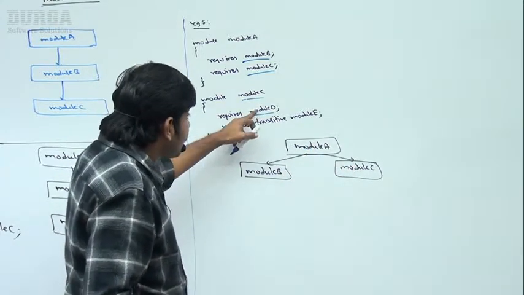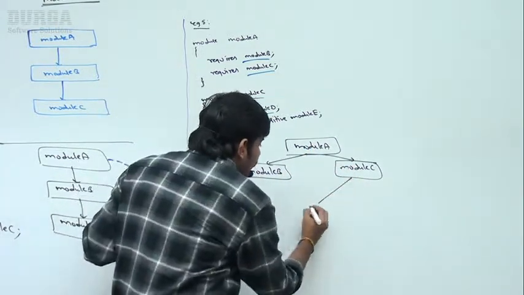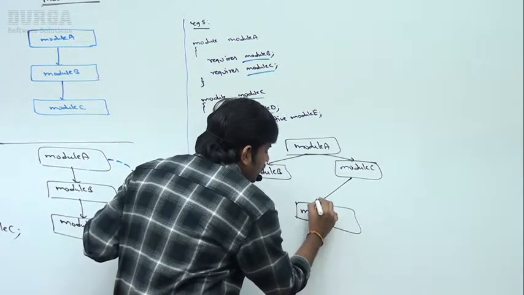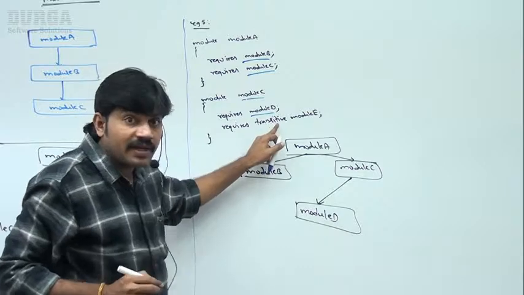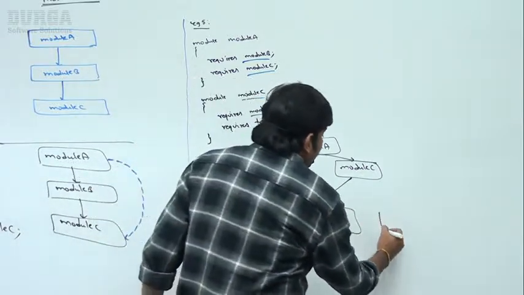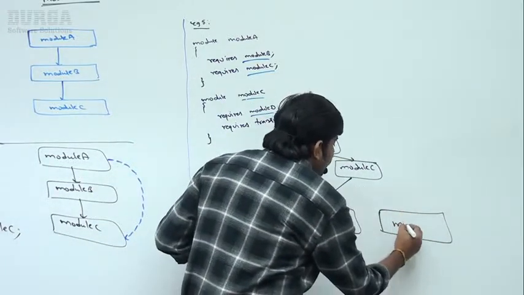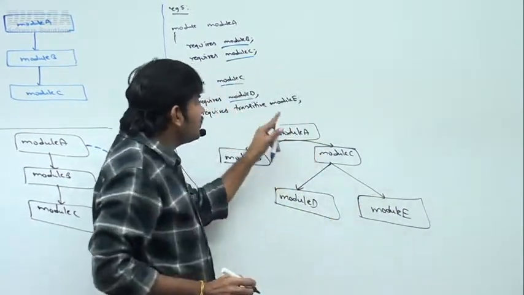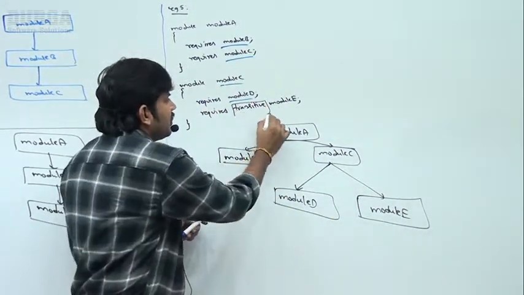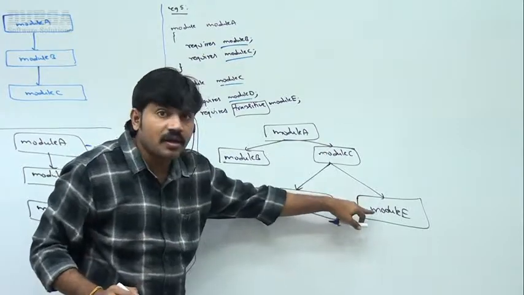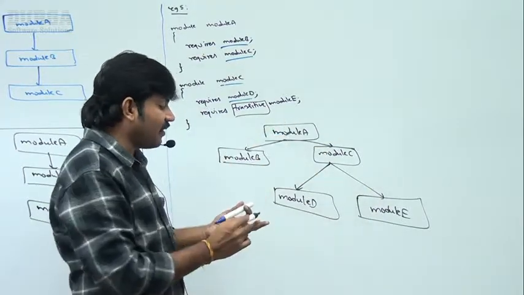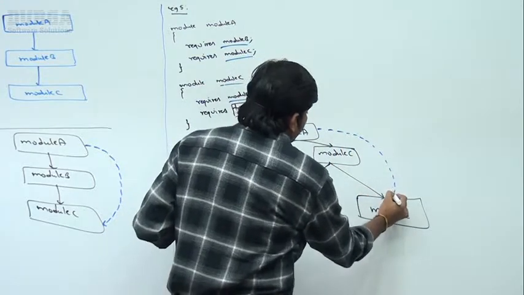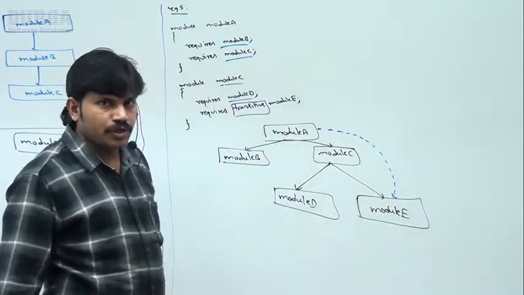Module C requires module D. Have you observed, right? Module C requires module D. Module C requires a transitive module E. Are you getting? Remember that. Sir, is it a transitive or not? Yes, it is transitive. Transitive means automatically this module is available to the next level. Yes. That's why here make sure module E is available to module A.